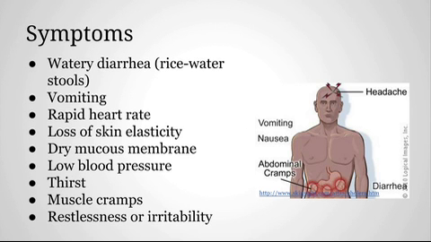So the CDC cites these as the symptoms of cholera: watery diarrhea, rice water stools, vomiting, rapid heart rate, loss of skin elasticity, dry mucous membrane, low blood pressure, thirst, muscle cramps, and restlessness or irritability. A person with severe cholera, which is 5 to 10% of those people affected, would exhibit all of the symptoms, but someone with a less serious case might not exhibit any of the symptoms.